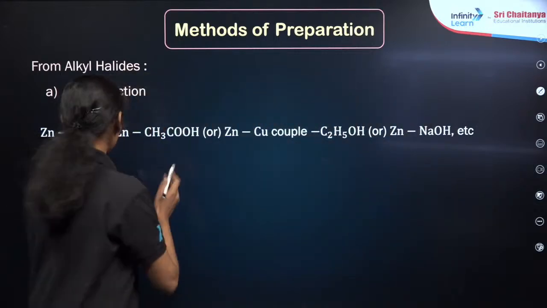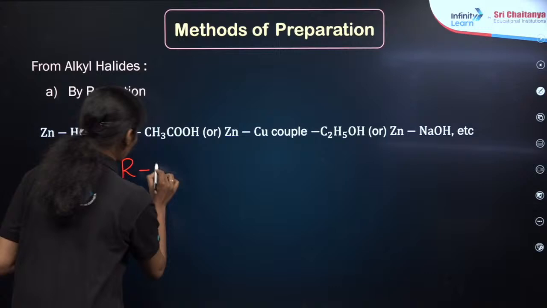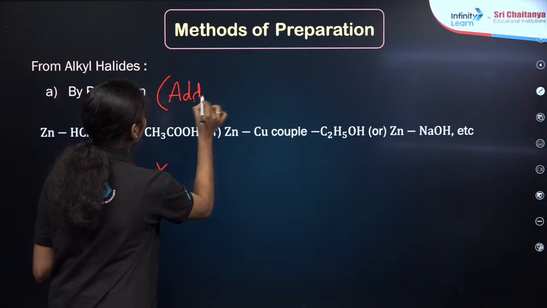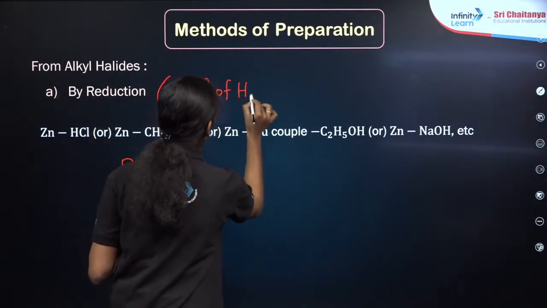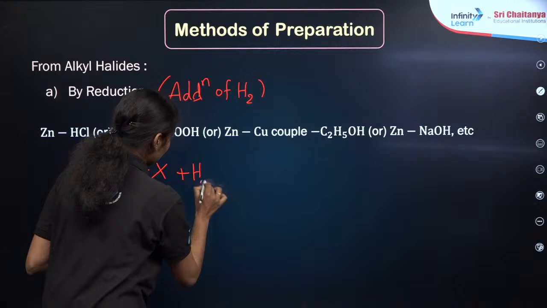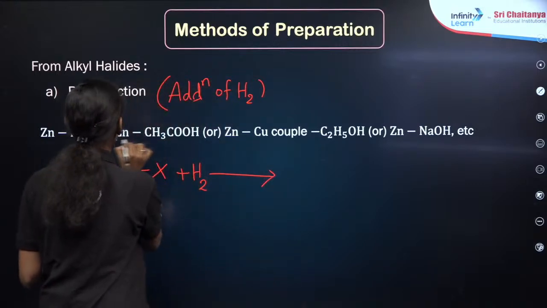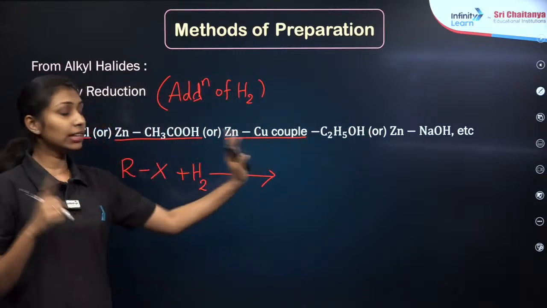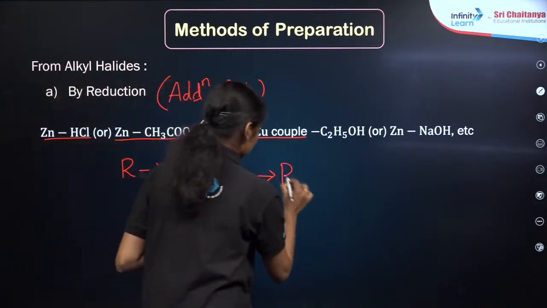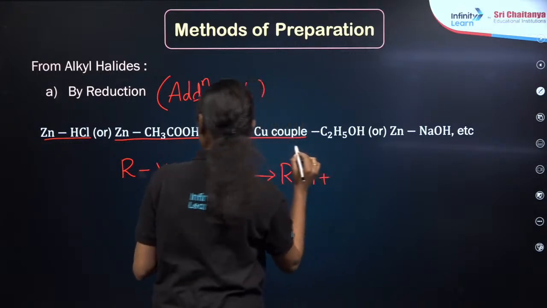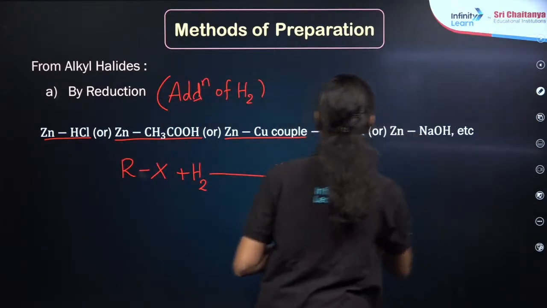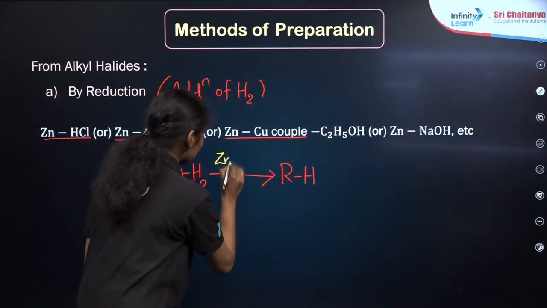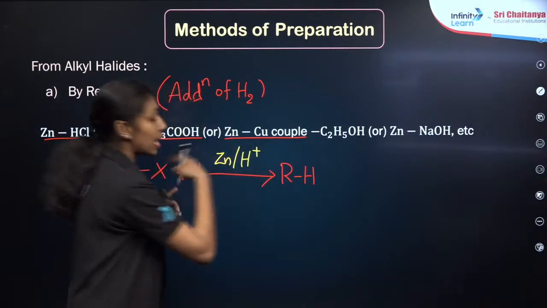In the case of reduction, for example, if I am taking RX, any alkyl halide, what do you mean by reduction? Again, addition of hydrogen. So I will again be adding hydrogen here in the presence of zinc in acetic acid, zinc in hydrochloric acid, or zinc-copper couple. If you are taking any of these reagents, you will get the product RH. In general, these are represented as zinc in H+, which means zinc in the acidic medium. Is that clear?